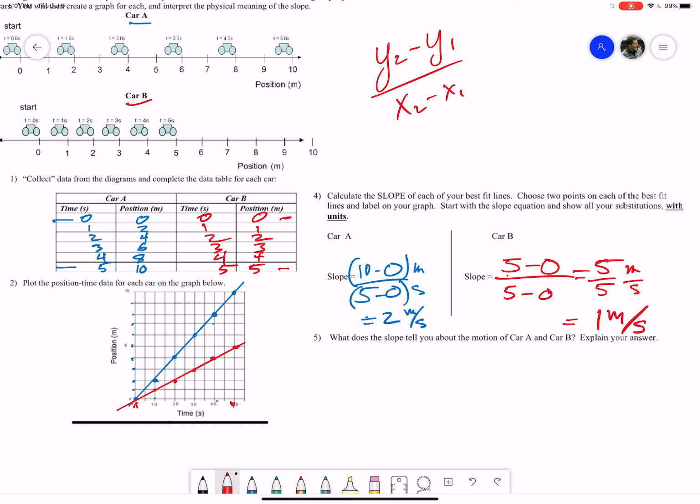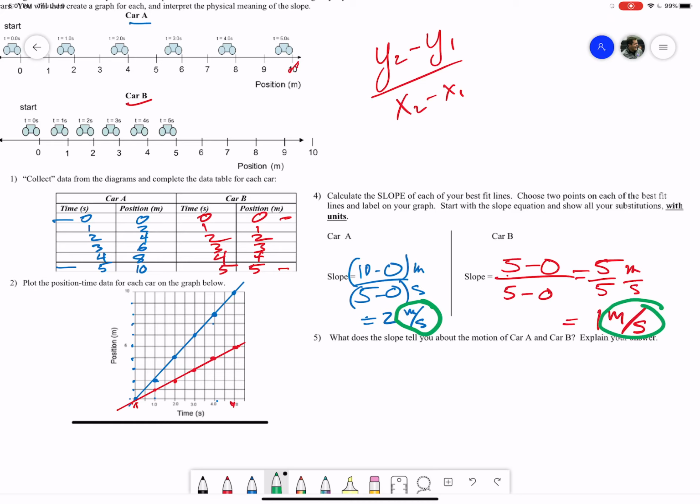All right, so looking at the slopes, what does it tell you? Well, it tells me that if I didn't think about units at all, I would notice that car A seems to be going faster because it's covering greater ground in the same amount of time. All right, but meters per second, that's huge. When you have units in here, meters per second will tip you off to what we're talking about.